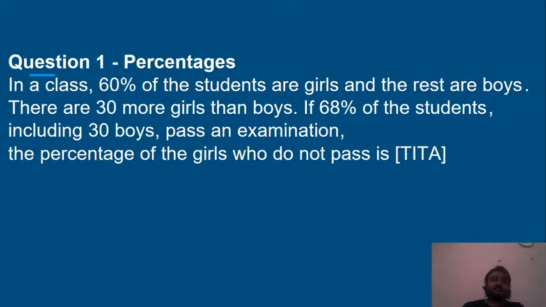Okay, guys, time's up. So let us see what the first question is about. It is all about percentage. The question says that in a class, 60% of the students are girls and the rest are boys. If there are 30 more girls than boys, and if 68% of the students, including 30 boys, pass an examination, the percentage of the girls who do not pass is.